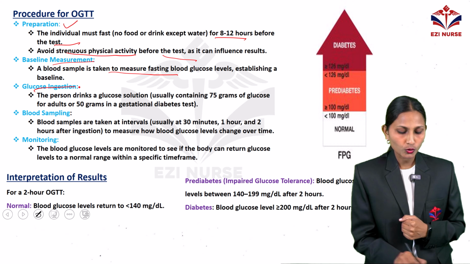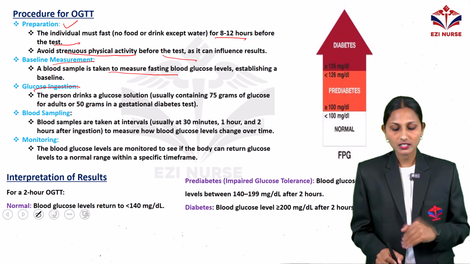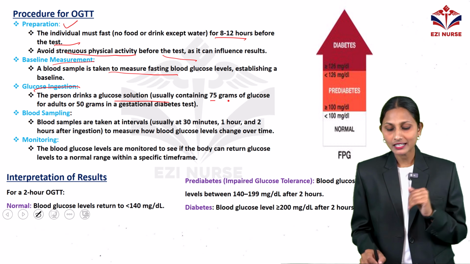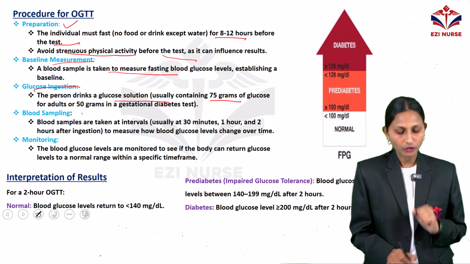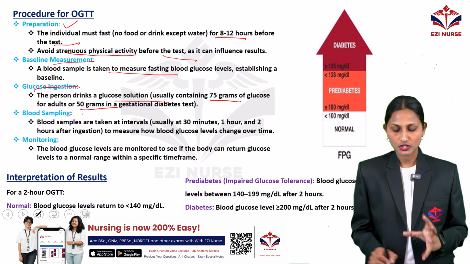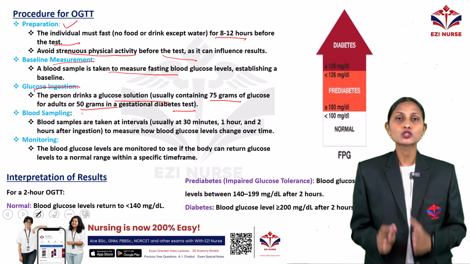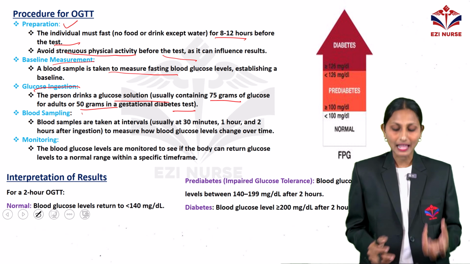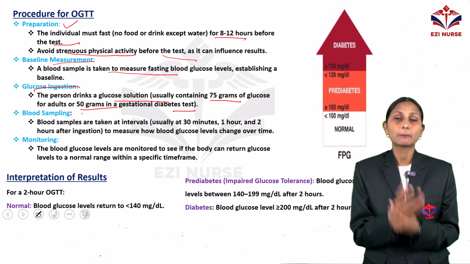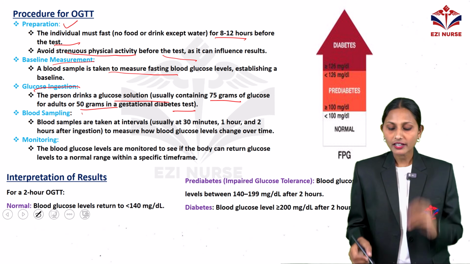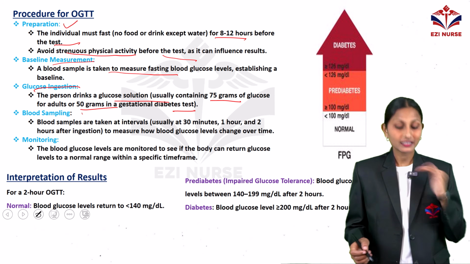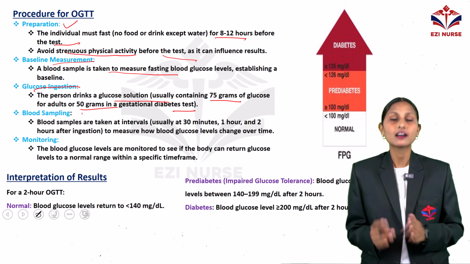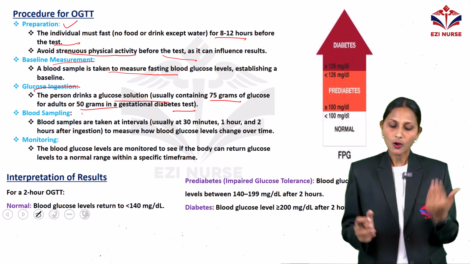Next is glucose ingestion. The person drinks a glucose solution, usually containing 75 gram of glucose for an adult or 50 gram in the gestational diabetes test. Most commonly, after doing the fasting blood sugar test, we tell the patient to take 75 gram of glucose, but in the case of a pregnant lady, we tell her to take 50 gram of sugar orally.